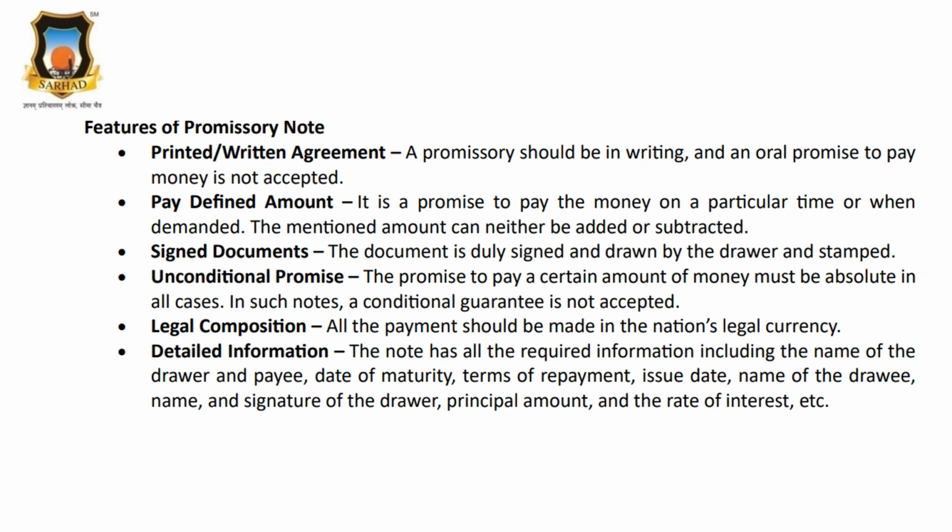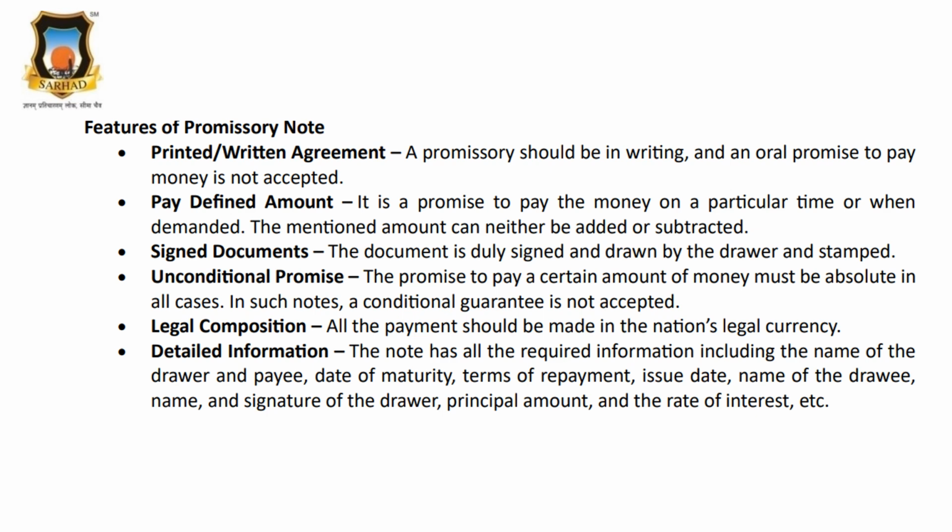Okay. So the first point is a printed or written agreement. The second one is pay a defined amount. The third one is a signed document. A signature on any document is very important. The document must be duly signed and drawn by the drawer and stamped. The signature of the drawer must be on the promissory note. Without a signature, it is just a gaddi paper.